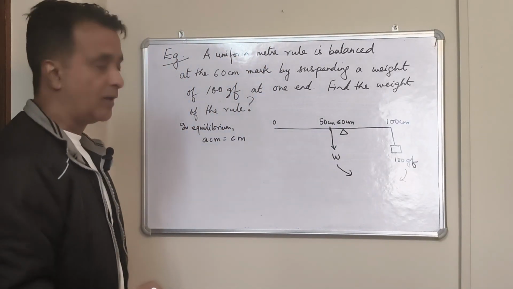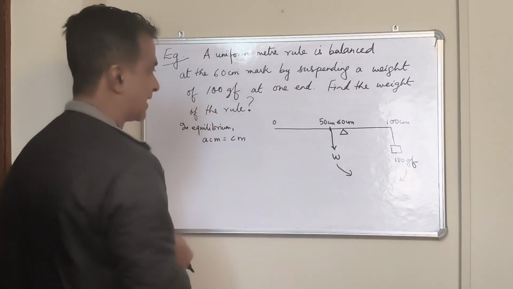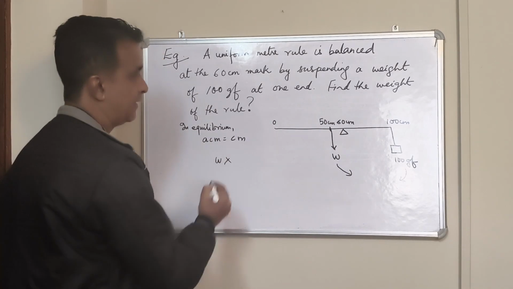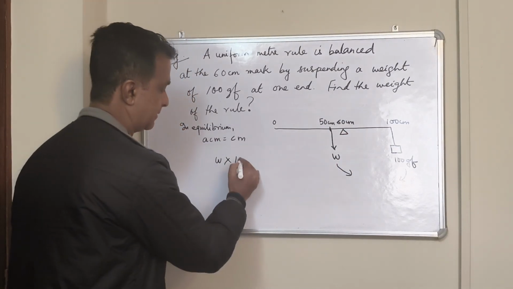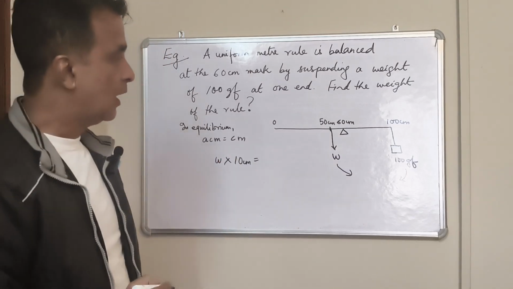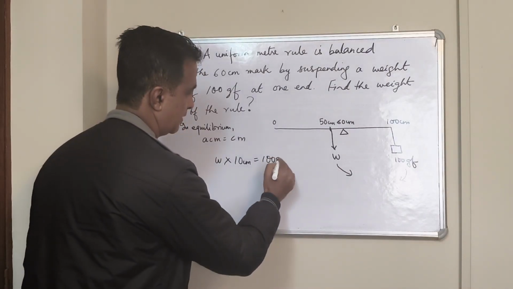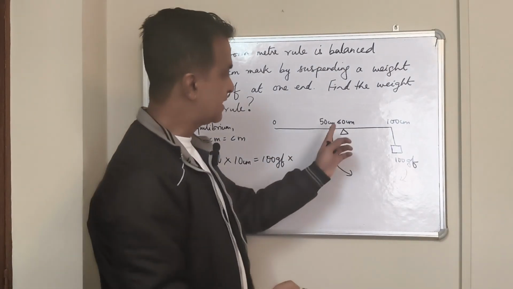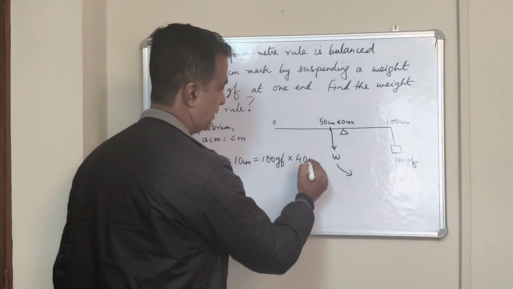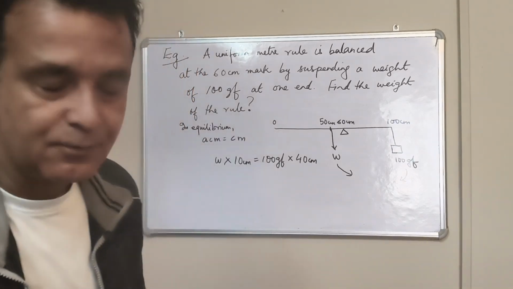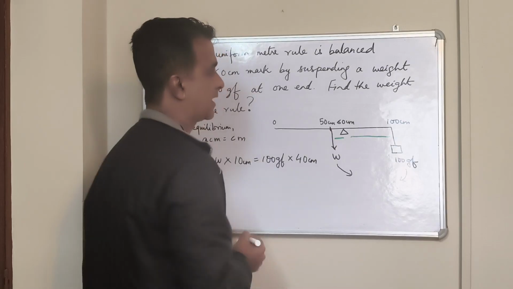So let's see how much is the anti-clockwise moment. Force multiplied by the perpendicular distance from the axis of rotation. So we have W multiplied by the distance, which is from 50 centimeters to 60 centimeters. The distance is 10 centimeter here. So 10 centimeter equals. We go to the clockwise side now. Force is 100 GF multiplied by the distance from the axis of rotation, which is 60 to 100. The distance is 40 centimeters. So keep in mind, these are the distances that we have to consider. Here, this distance, and here it is this distance that we are considering.